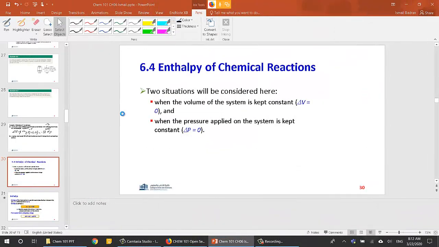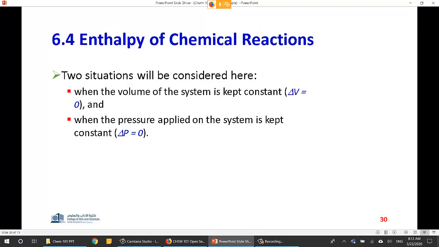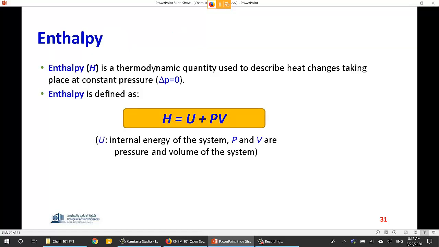Okay, so welcome again to Chemistry 101, and today we're going to talk about enthalpy. We are going to consider two situations here: a constant volume, where delta V is zero, and a constant pressure, where delta P is zero. Enthalpy is a thermodynamic quantity used to describe heat changes taking place at constant pressure.